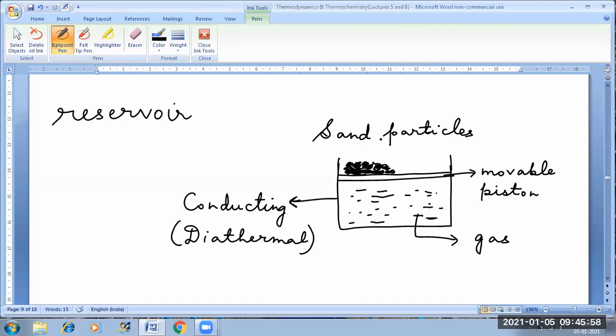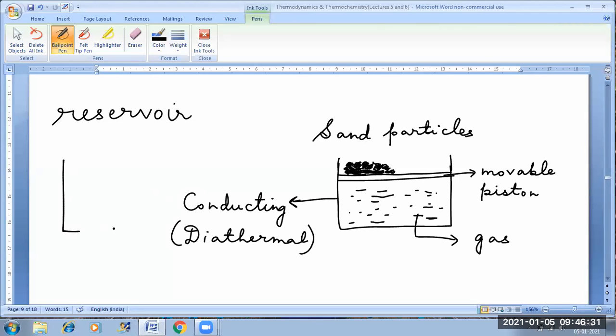Again, if I remove another sand particle from the top of the piston, the gas will again undergo a very slight expansion because the piston moves up by a very small distance. In this way, by removing the tiny sand particles one by one, I can cause expansion of the gas. But this expansion will be termed a reversible expansion. Why? Because the change is taking place very slowly and gradually.